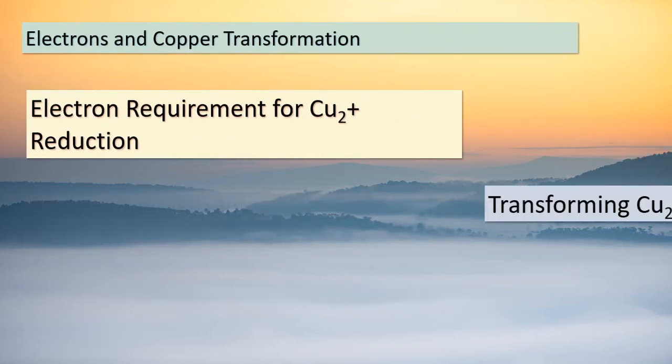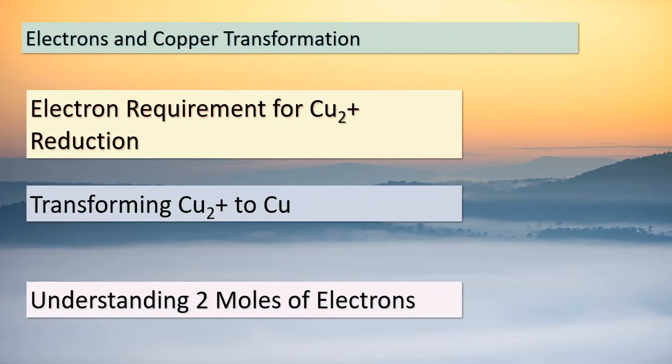Welcome back, eager learners. Our exploration continues with a dive into the world of copper transformation. Ever wondered how copper ions, Cu2+, turn into pure copper, Cu? This transformation requires the exchange of 2 electrons per copper ion. This equation, Cu2+ + 2e⁻ → Cu, shows us that for every mole of Cu2+ ions, 2 moles of electrons are needed to produce 1 mole of solid copper.